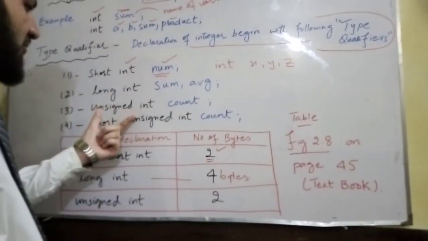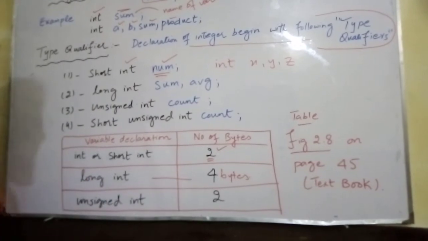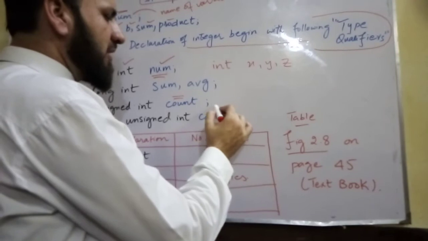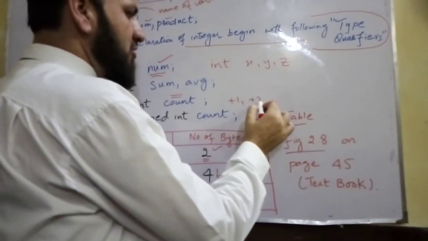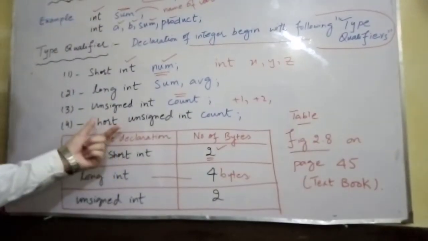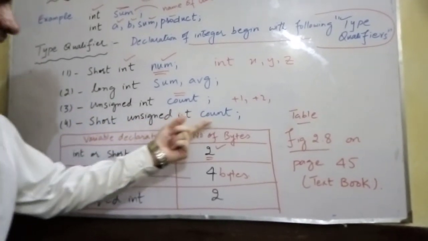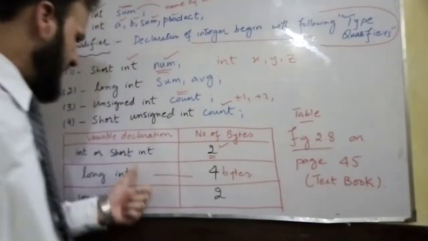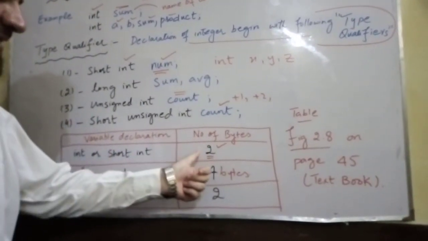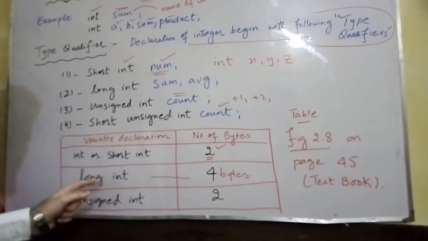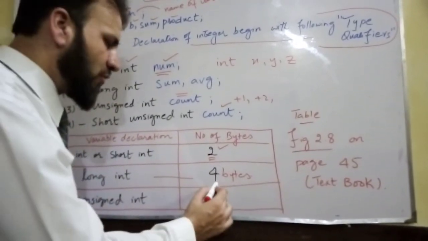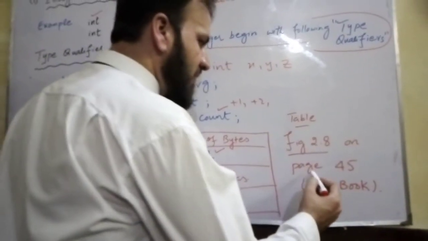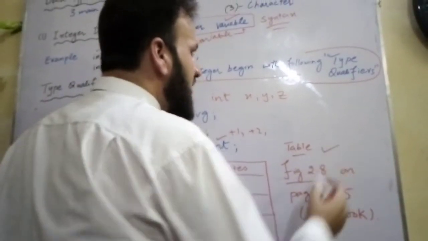Similarly, we can use an unsigned integer count. Unsigned means that it contains only positive values: +1, +2, +3, etc. Similarly, short unsigned integer, for example count, is short, so the number of bytes it contains is 2. And long integer contains 4 bytes. This table is given on page 45, figure 2.8 in the textbook.